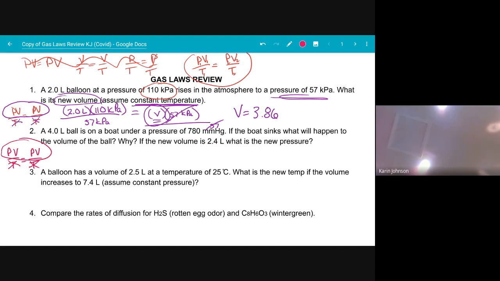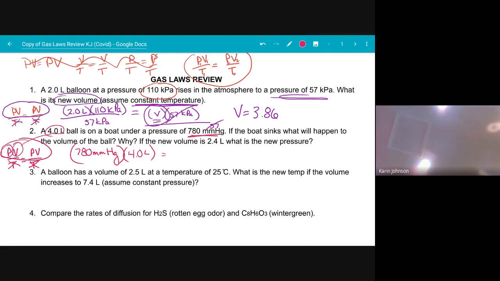All right, so for the first thing, it just asks what's going to happen to the volume of the ball. As the ball gets pulled underwater, the water pressure is going to start pushing on it, and that's going to cause the ball to get smaller. And now we're going to see that with this new problem. So we had the first pressure. We're going to do P first. The first pressure was 780 millimeters of mercury, and then the first volume is 4.0 liters.